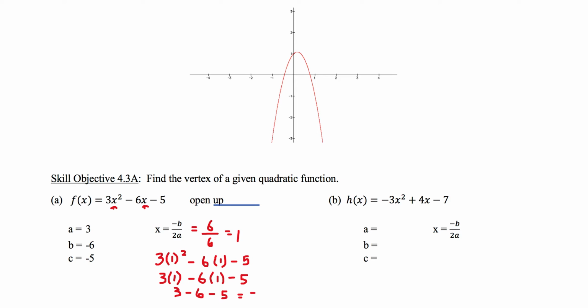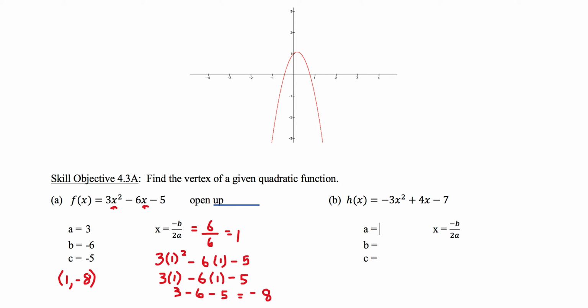So now you have an x value and you have a y value to go with it. And so the problem asks you to find the vertex. And so we would say that the vertex is going to be the point with an x value of 1 and a y value of -8. And so that will be our vertex. So we know that the thing opens up, and we know that the vertex is at 1, -8. All right, so let's go ahead and look at our second example.